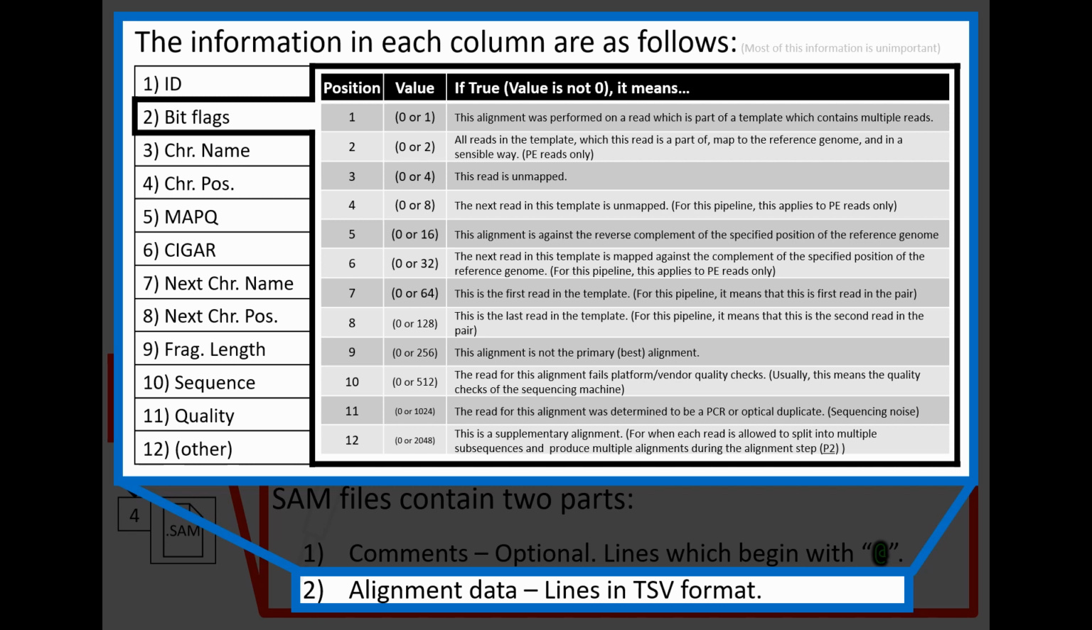known as sequencing noise. The 12th flag indicates that the read obtained via sequencing was split up into two or more subsequences, and this is the alignment result for a non-primary subsequence. And that should cover it.